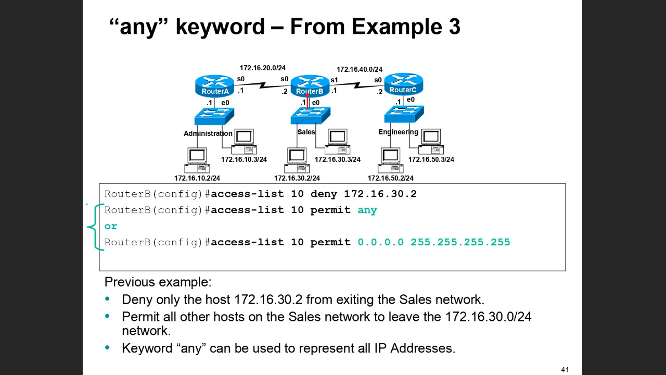From that example before where we want to deny the 30.2, the boss's worthless nephew is working, and we want to deny his address. And we want to permit everybody else. It's easier to type any than typing all this out.